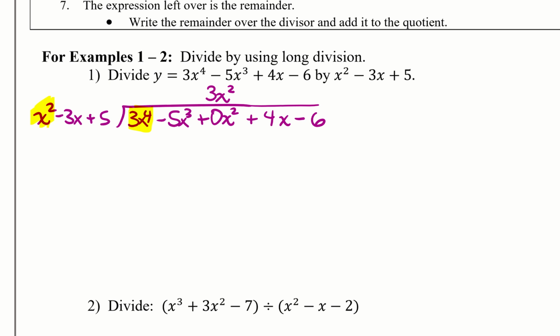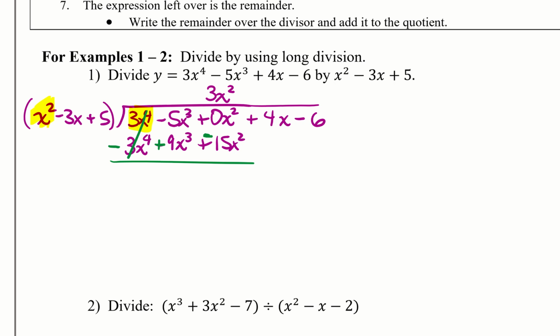Now this 3x squared is going to multiply my entire divisor. I'm going to distribute this 3x squared into both of them and write it down. So I have 3x to the 4th minus 9x cubed plus 15x squared. And like I would do with constants, I would then subtract. Now, as I subtract and I've got multiple terms, make sure you change the sign of every single term as you subtract. Those first terms will always cancel out because you created a perfect match before you subtracted.